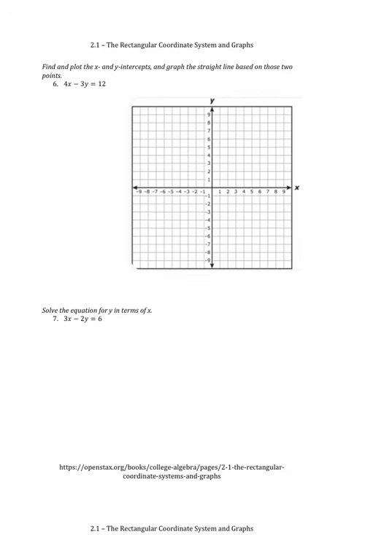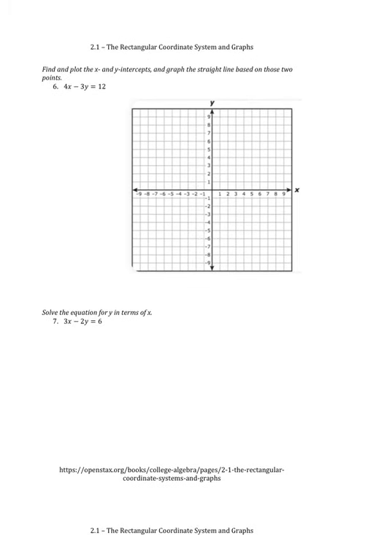So if we look at number 6, in order to find the x-intercept, we know that y has to be 0. So what we're going to do is plug 0 in for y and solve to see what x is. So 4x minus 3 times 0 equals 12. So that's just going to be 0. So that'll be 4x equals 12, divided by 4.